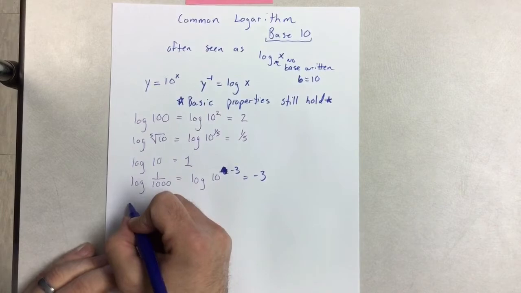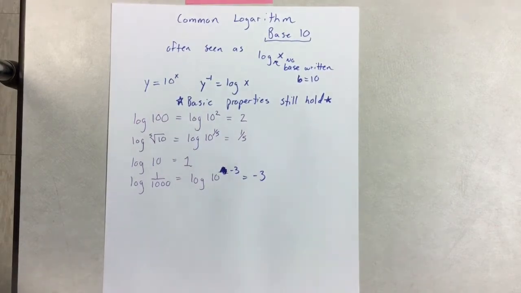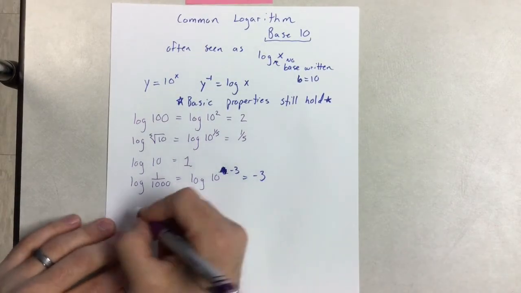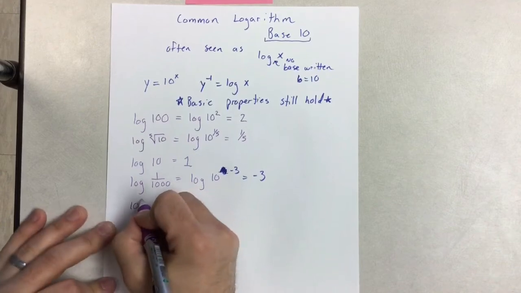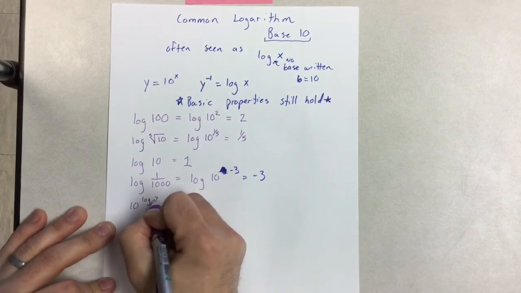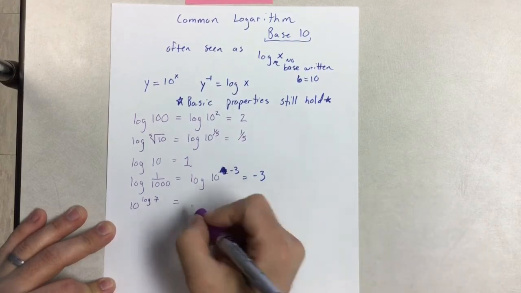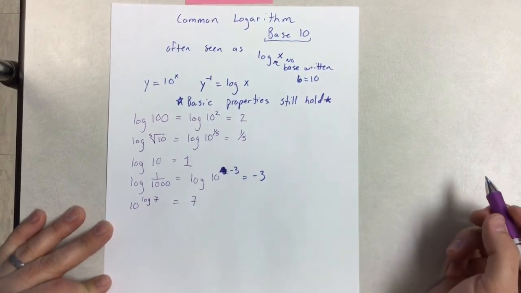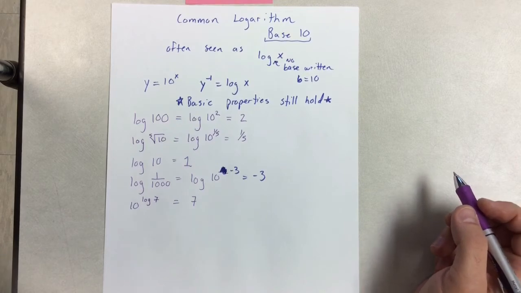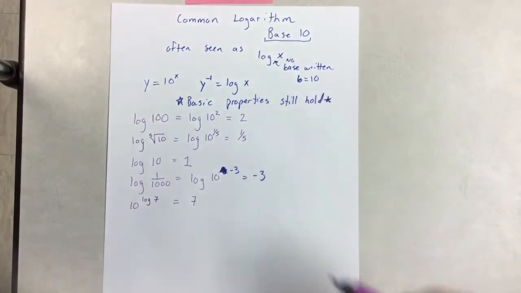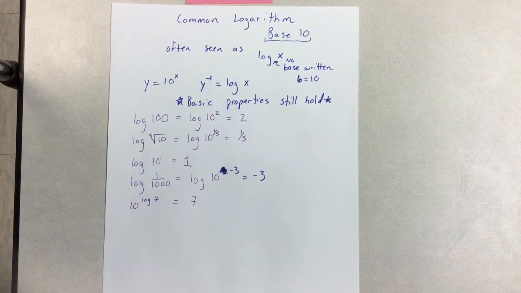And then lastly, if I had 10 raised to the log 7, it would equal 7. So we use the properties that we have seen before in this video, just a couple minutes ago, to do the same process.